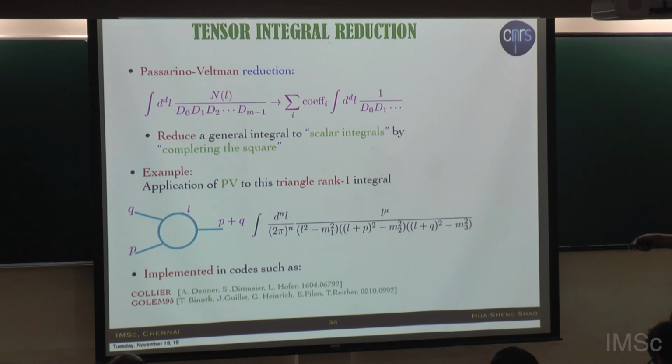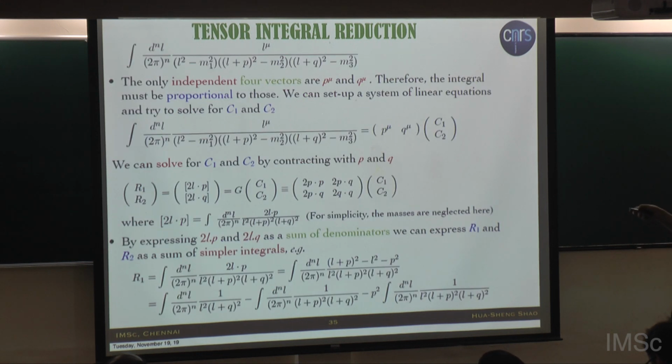And this is being implemented in several public codes. You will see how you do it: according to the Lorentz structure, you can write it in terms of the external momentum that enters into your loop integrals and also the matrices. Then you contract with the external momentum and the matrix. Here it is just a contraction with the external momenta P^ν and Q^ν, and then you get the coefficients.